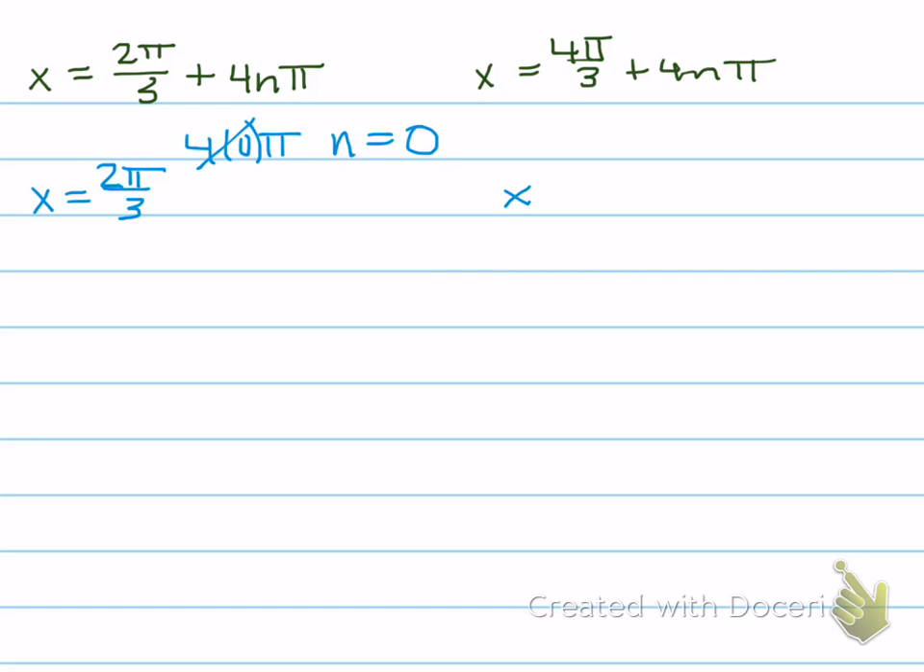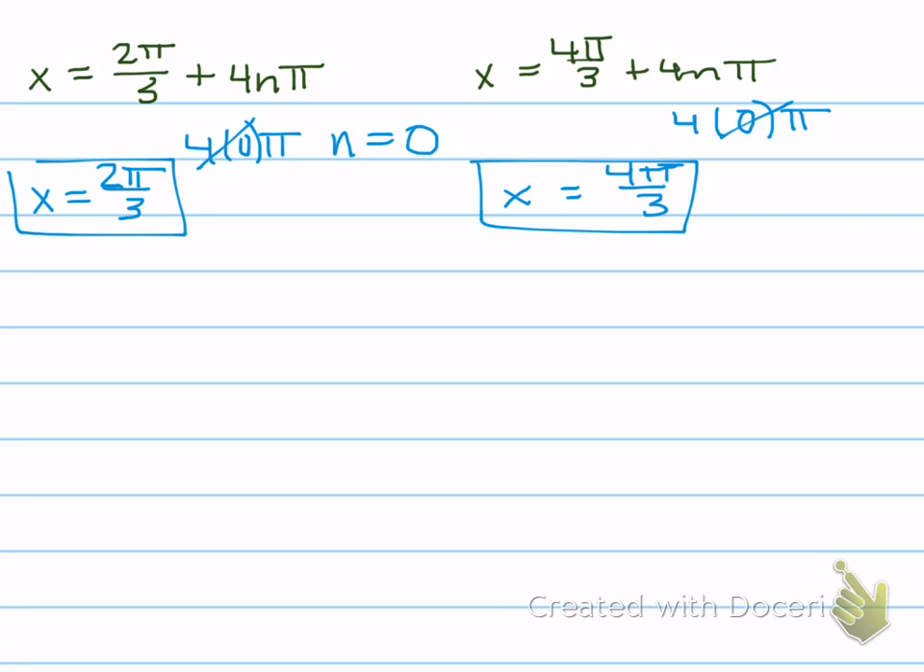Similarly, over here, I would just get the answer of 4 pi over 3, because when I plug in a 0 here, 4 times 0 times pi would just give me 0, so it would cancel out. So when n equals 0, here are two answers, and they are definitely within the restriction. So now I need to check n equals 1.